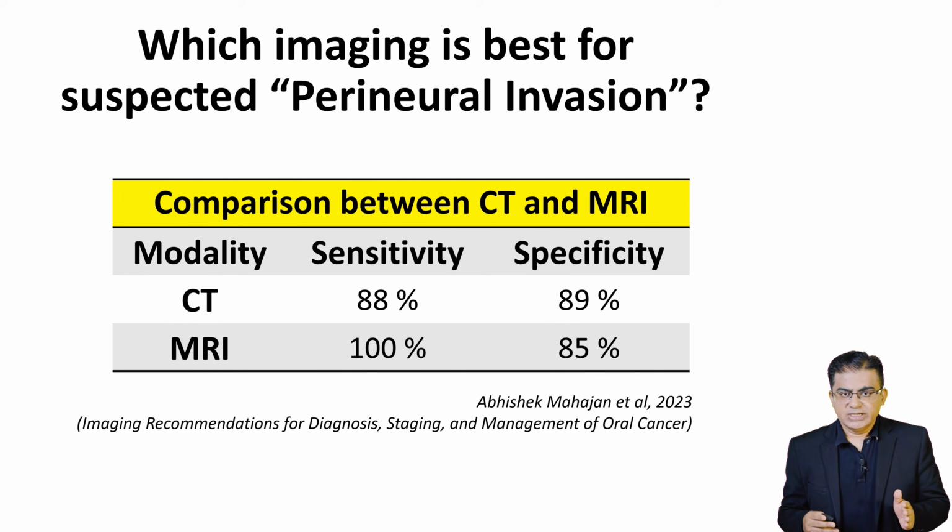Look at the table on your screen. Once again, this is straight from the Mahajan et al. 2023 guidelines. This table shows a comparison of sensitivity and specificity for perineural invasion between CT and MRI for oral cancer. I really want to spend some time on this table to explain these numbers. This is a clinically very important issue you will face in your practice. So pay attention, please. I want you to focus right here on the sensitivity column.